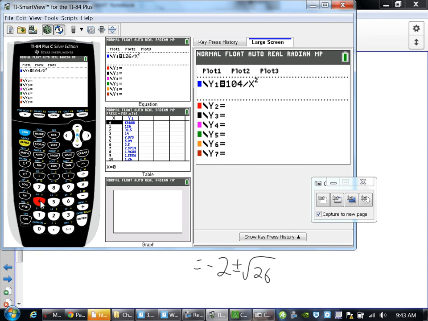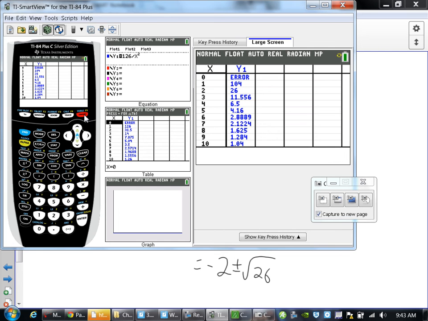As you're going through here, you're looking for the last time you have an integer value in your y column before everything goes to all decimals. That goes underneath your radical. The number in front of it is what's out front, so it becomes 2 root 26. That's how that works.